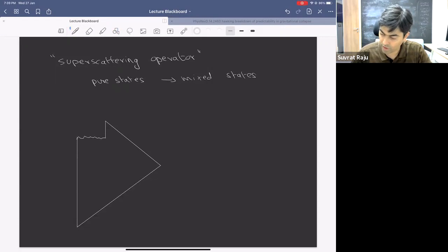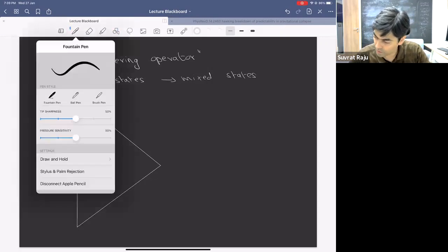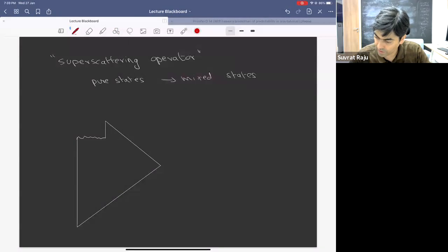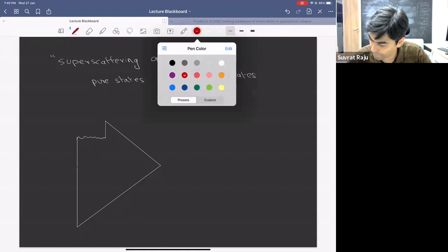Just a second. Oh, you can't see that. One second. Let me redraw the horizon in a color that all of us can see.